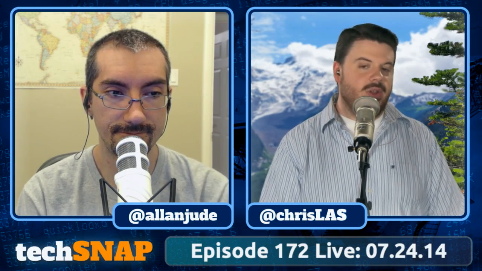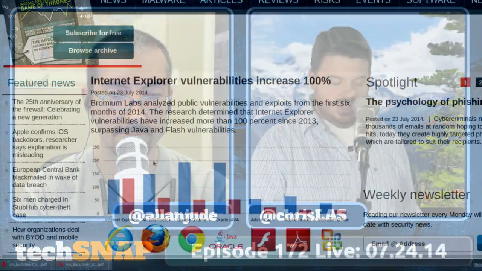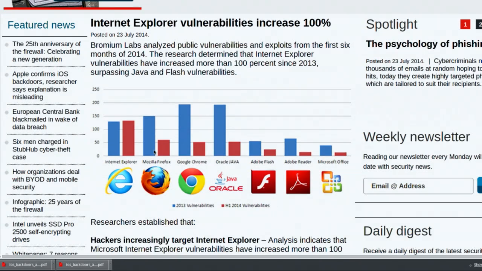Okay, next story in the roundup: Internet Explorer vulnerabilities increased by 100%. They have a nice graph of the number of vulnerabilities found in different software, comparing 2013 to 2014 so far. Basically, Internet Explorer is the only application that has more vulnerabilities so far this year than it did last year. Most of the other ones are down by quite a bit.